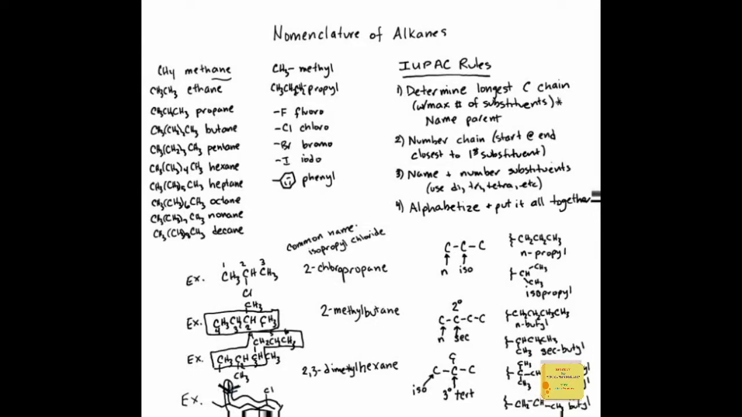Okay, now we need to number our chain. If we number from this end, we get our first substituent at 2, and then the next one is at 3. If we number from this end, we get our first substituent at 2, and our second substituent at 2. So that's going to be a better choice. So this is carbon number 1, 2, 3, 4, 5, 6, 7, 8. So this looks like an octane derivative.